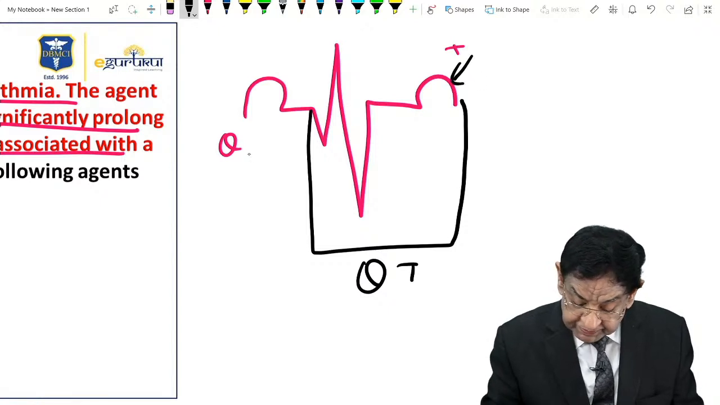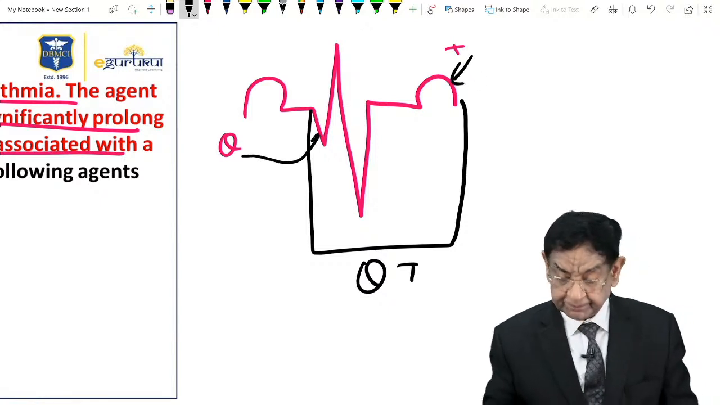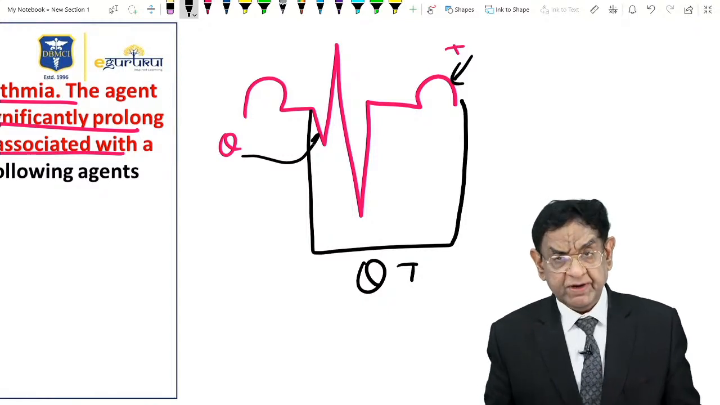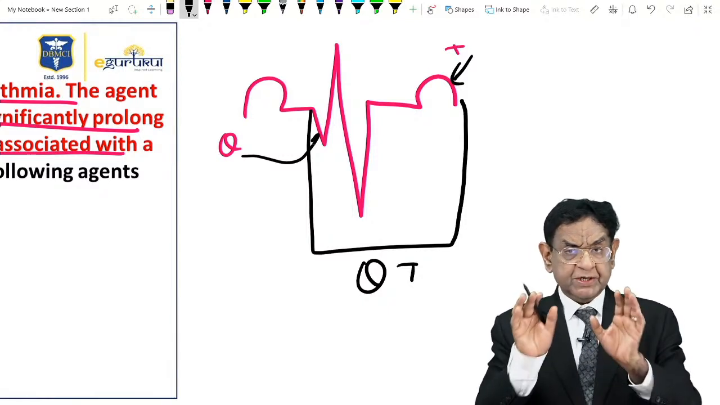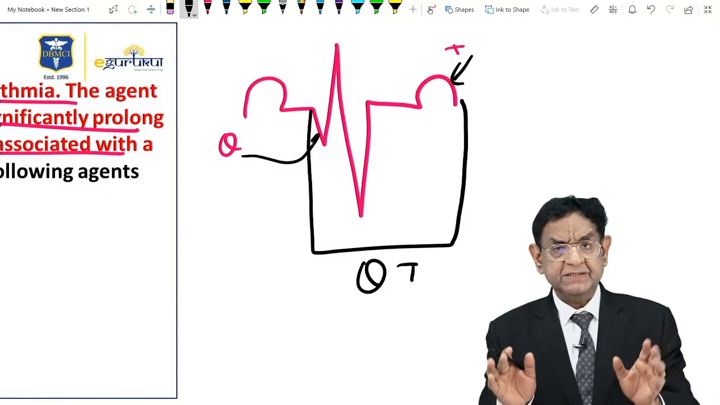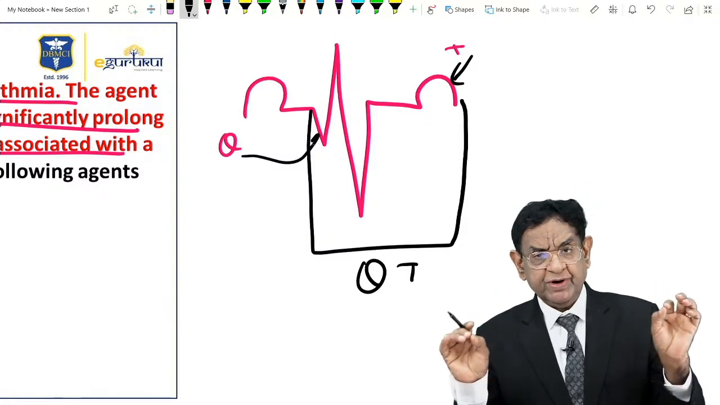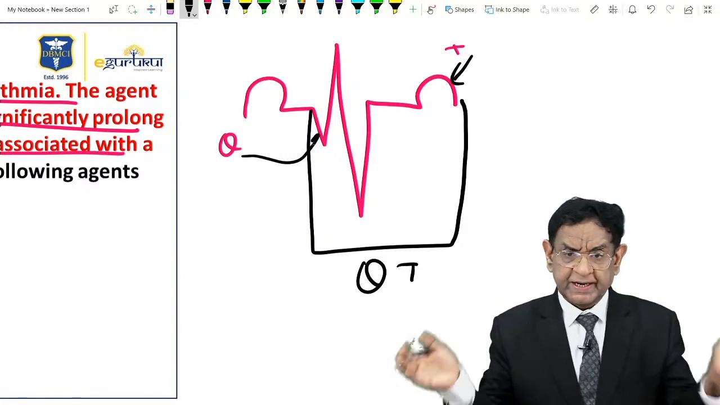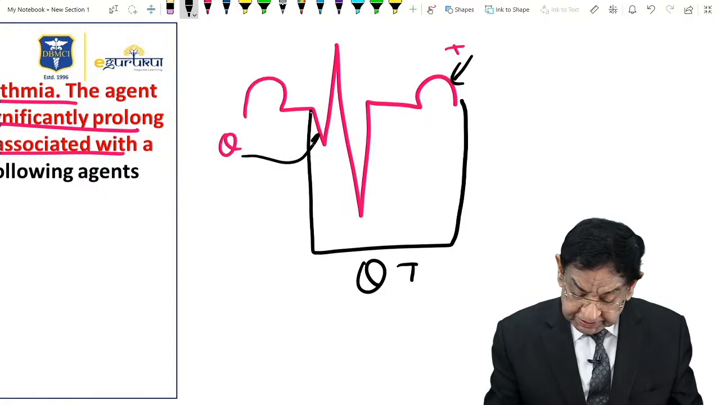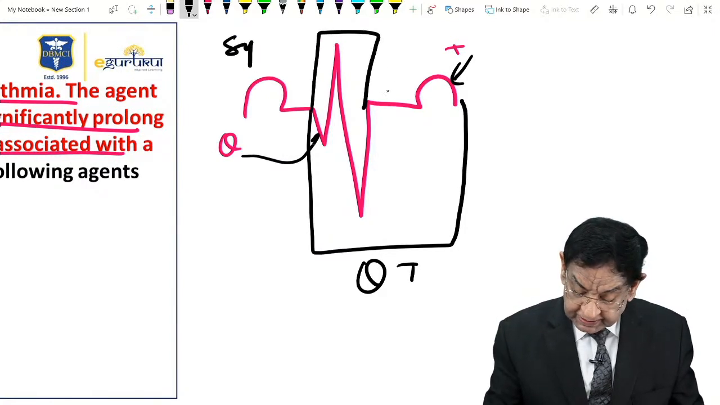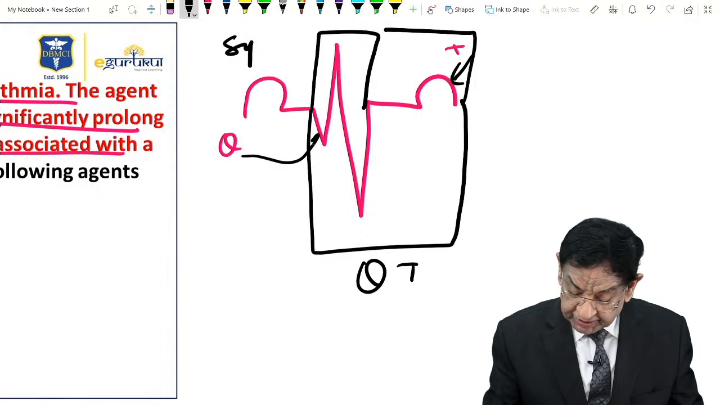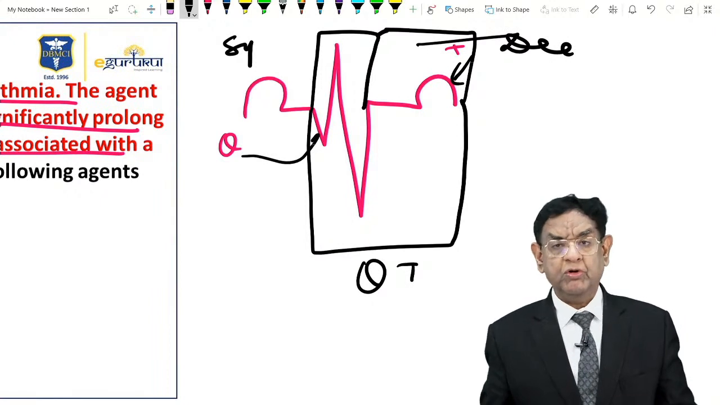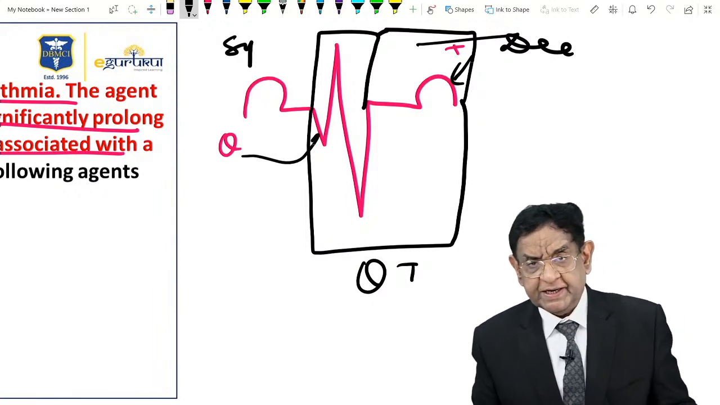This is the T wave, this is the Q wave. And we have learned by now that the QT interval represents the entire ventricular cycle, systole and diastole. This much is the ventricular systole and this much is the ventricular diastole. That we agreed. So-called depolarization and repolarization.